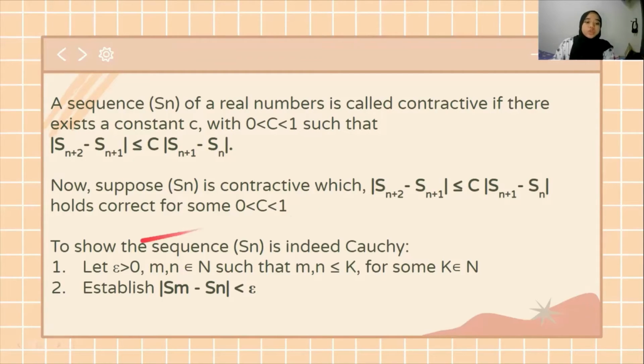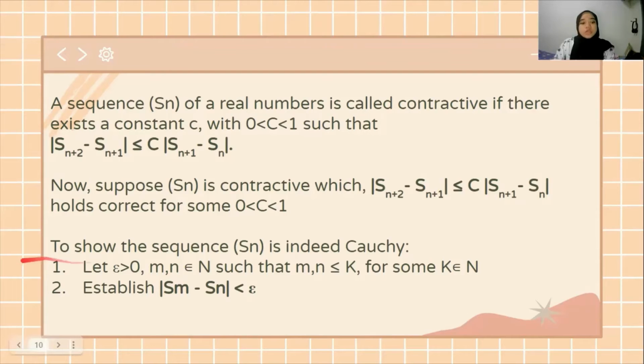Next, to show the sequence is indeed a Cauchy sequence, first we need to let epsilon be more than 0, and for m and n natural numbers such that m and n are greater than or equal to k for some natural number k. And second, we need to establish modulus Sm minus Sn less than epsilon.